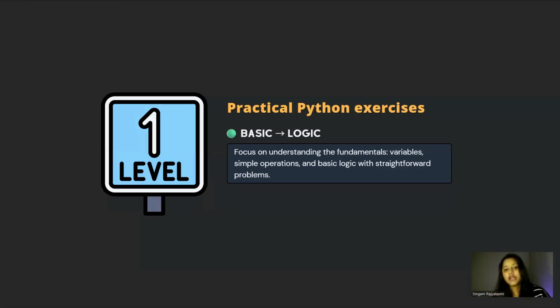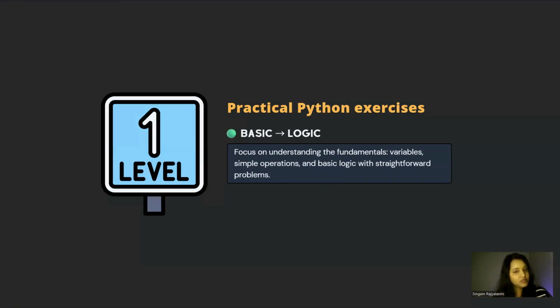Like how can we solve problems in the form of logic, so that these exercises can help each and every person understand the fundamentals, and become pretty clear by solving real world problems. The concepts involve variables, simple operations, and basic logic with straightforward problems. I guess all of these problems are really easy to understand and easy to solve.